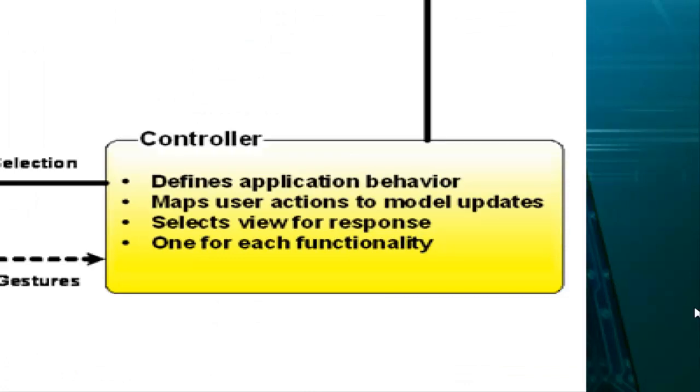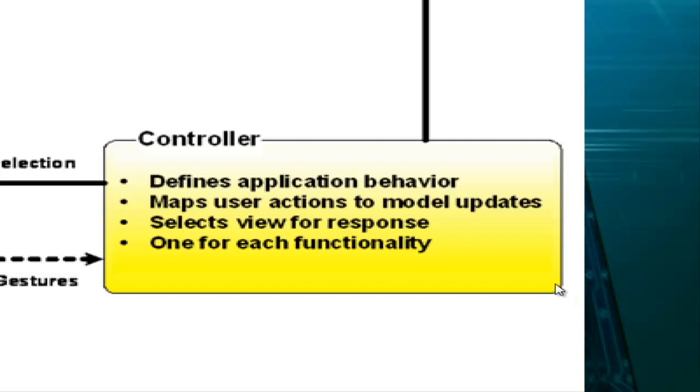Controllers define the behavior of the application. It maps the user action to the model updates. So if the user says delete, it will call a delete method in the model. It will not go and do it. It will just tell the model, do this deletion part. It's the work of the model. After the work is completed, it will select the appropriate response, that is, the appropriate view.